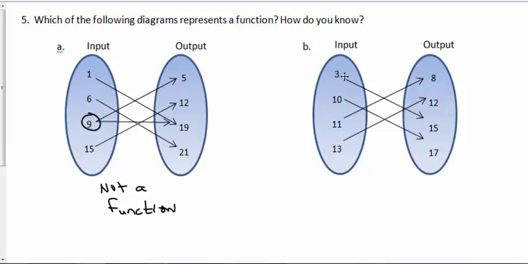So this is not a function because of the 2 lines coming out of 9. Now let's look at B. You got 1 line coming out of 3, 1 line coming out of 10, 1 line coming out of 11, and 1 line coming out of 13. So that is a function.